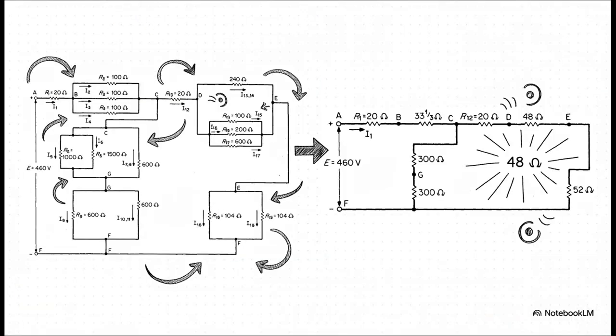Next up, we're going to tackle those parallel resistors. On the left, you can see all those different branching paths. After we apply the formula to collapse them, just look at the result on the right. That whole tangled section has been boiled down to just one 48 ohm resistor. This is the power of this method. Entire chunks of complexity just melt away.